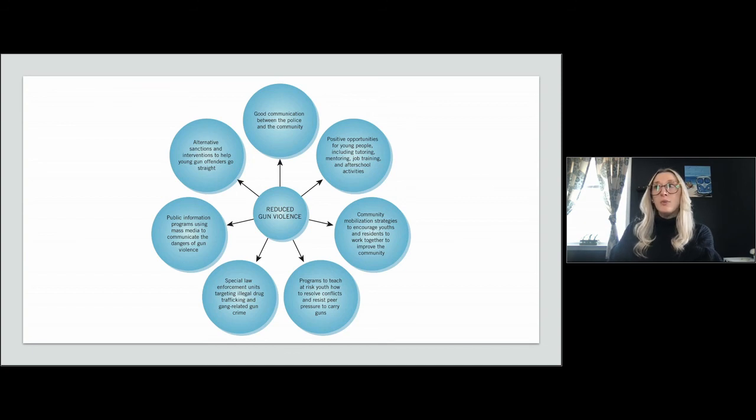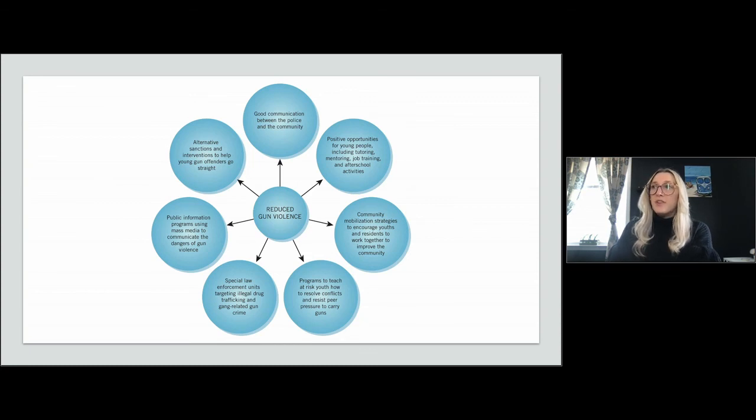So you have good communication between the police as well as the community. You need to have positive opportunities for youth, such as jobs, such as mentoring. Give them after-school activities. We know that the time immediately after school until about dinner time has the highest rates of delinquency because parents aren't home yet. Youth are often walking home from school in inner cities where they don't have buses to transport. Youth aren't being supervised. And let's face it, they're clearly not doing their homework.